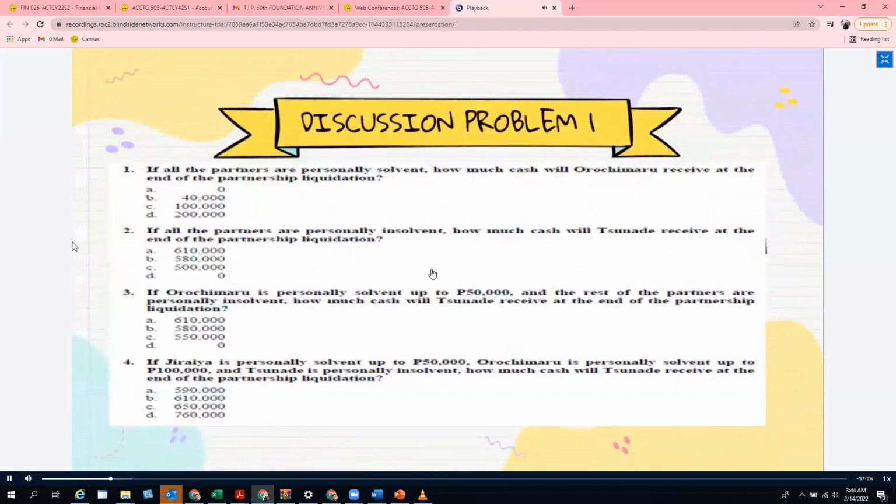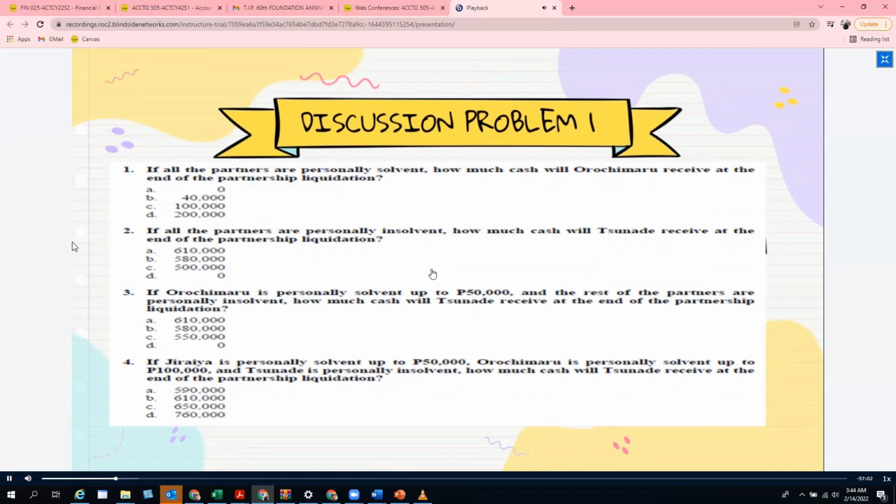So there are 4 requirements here. Actually, 4 independent requirements kasi what we're going to do is we're going to illustrate 4 scenarios. No? So puntahan muna natin yung number 1. If all the partners are personally solvent, how much cash will Orochimaru receive at the end of the partnership liquidation?